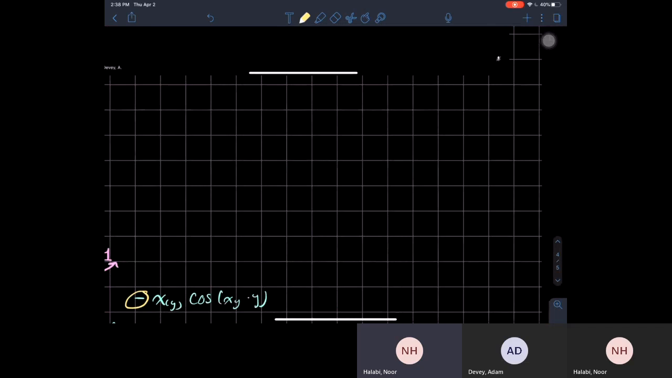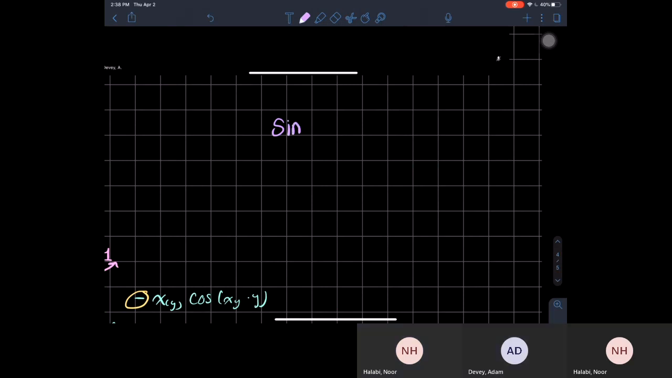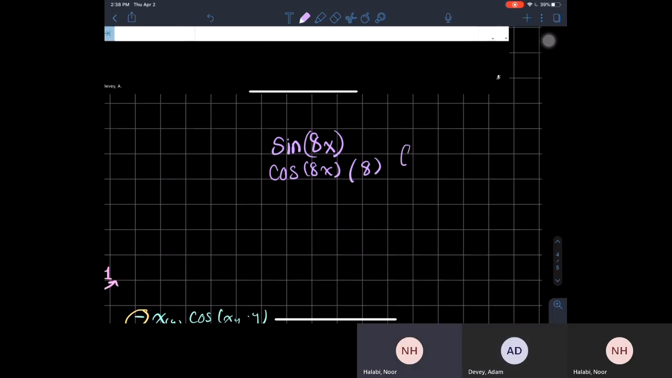Let's think of it as, okay, I have sine 8x. Can you give me the derivative of this? Oh, it would just be cosine of 8x. Is that it? Oh, it's cosine 8. No, it's cosine 8x times 8. Do you remember why? It's something called the chain rule.